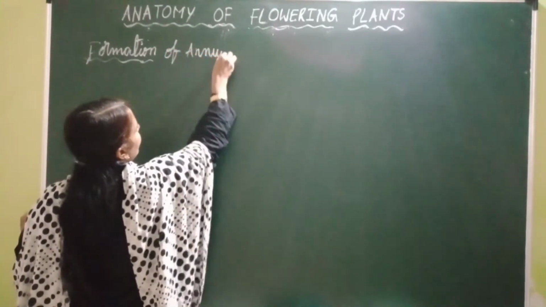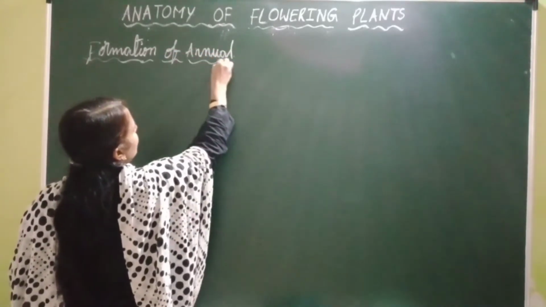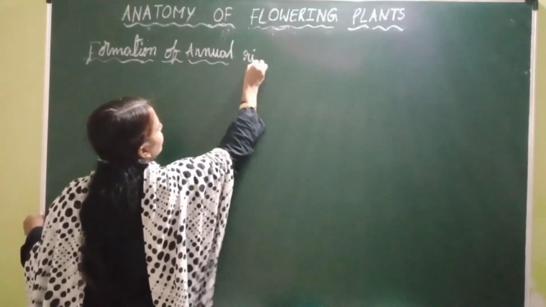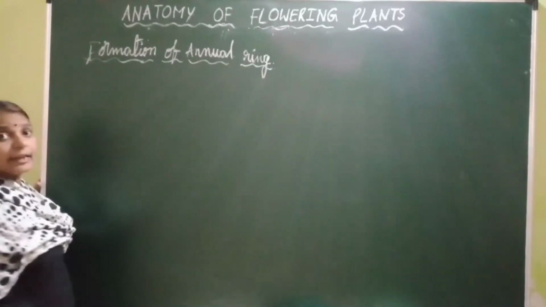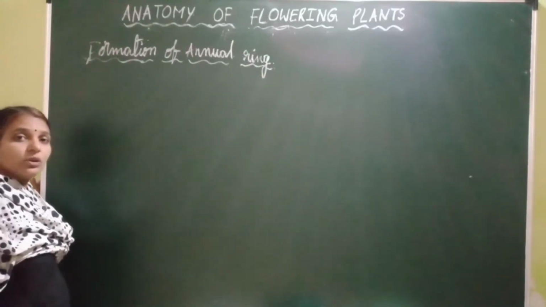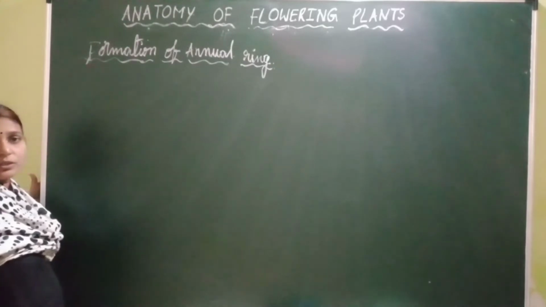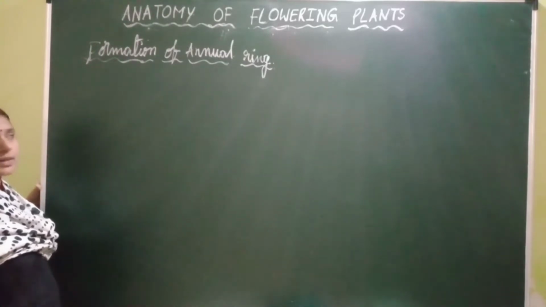So in this video I am going to explain about the formation of annual rings, and along with that I am going to explain about the formation of two types of wood, that is early wood and late wood. Early wood is also called spring wood and late wood is also called autumn wood. Okay, let's start with it.